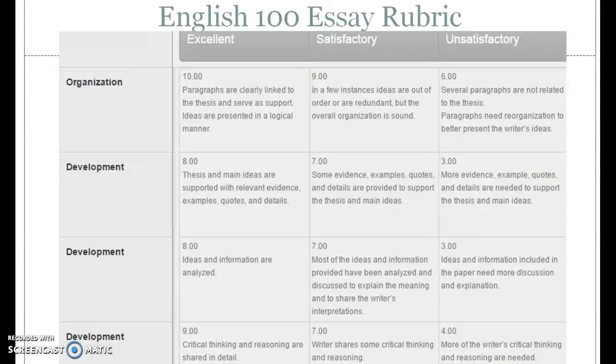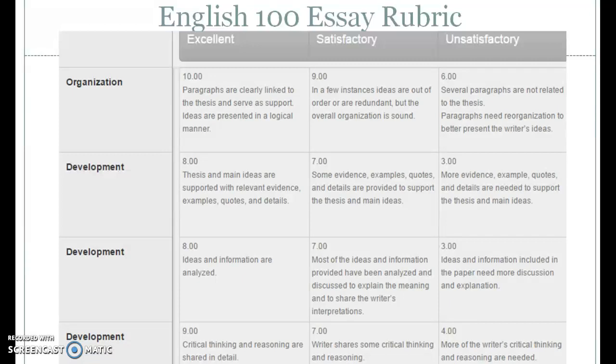So here's the two big things from our essay rubric. So in terms of organization, paragraphs need to be clearly linked to the thesis and they need to serve as support. And then the ideas within your body paragraphs need to be logically organized. And so this is the space where hopefully you did your outlining where you were really clear about how you were moving through. And so in these body paragraphs, it's clear how meal is helping you work through it. And it's also then connected back to your thesis statement.